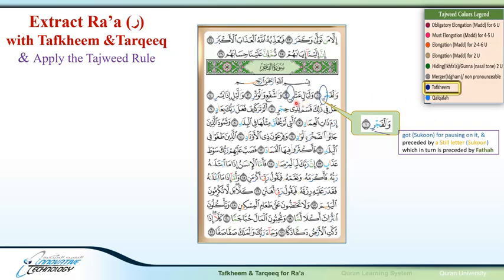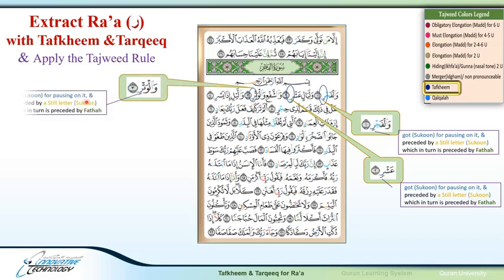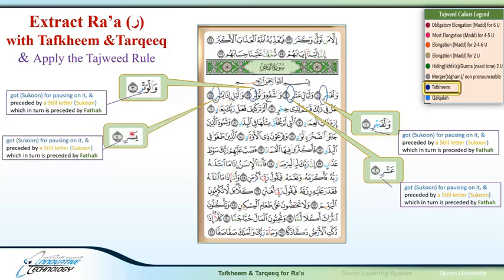Second example, وَلَيَالٍ عَشْرٍ. The ra in Ashr, same thing applies for it. It got sukoon for pausing on it, and it's preceded by a still letter, which is in turn preceded by a fatha. So the fatha pushes the effect of Tafkheem on the ra here. وَالشَّفْعِ وَالْوَتْرِ, same rule applies. And then وَاللَّيْلِ إِذَا يَسْرِ, same rule applies. So all of them end up with Tafkheem of the ra.